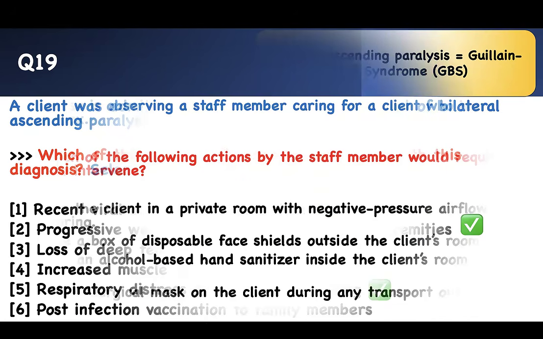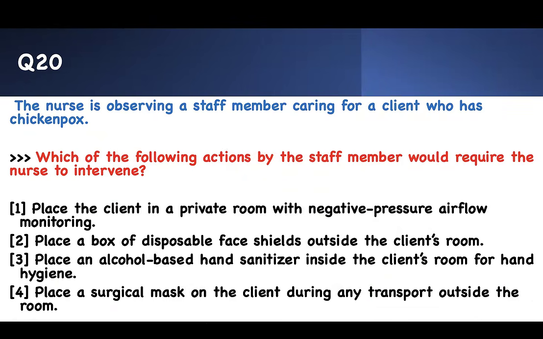What do you think? Last question. This was a question somebody sent to me, and I want to share it with my group because it's a very important infection control question. It's a test-taking strategy to test your knowledge. A nurse is observing a staff member caring for a client who has chickenpox. I told you chickenpox, you have what? Airborne and contact. Which of the following actions by the staff member will require the nurse to what? Intervene.